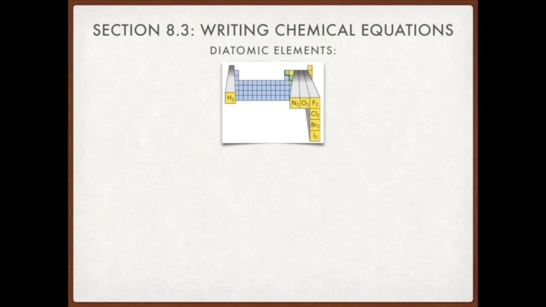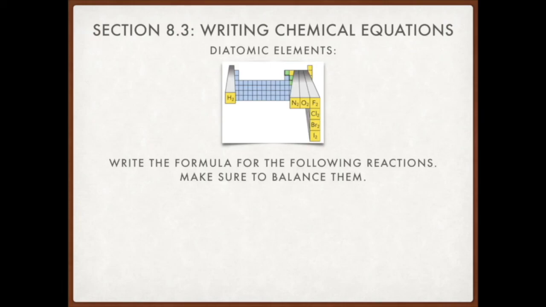You can't just have O. You can't just have F. You can't just have Cl. Those are very unstable, and so in a typical reaction, you will not see those by themselves. So let's actually write the formula for a reaction.